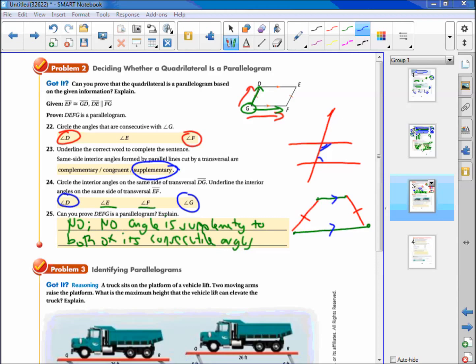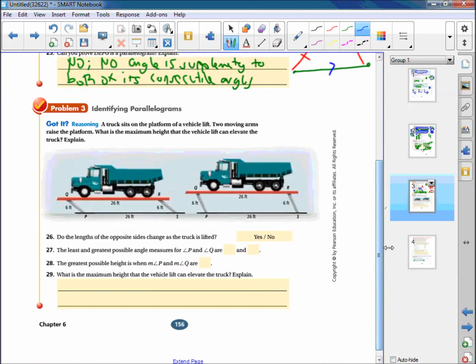Okay. All right. Let's take a look at the next problem. Problem number 3, identifying parallelograms. So a truck sits on a platform on a vehicle lift, and the two moving arms raise that platform up. So the moving arms are here and here, okay, and then there's the lift. And you can see that that lift forms a parallelogram with the arms and the floor, okay? So what is the maximum height that the vehicle lift can elevate the truck?